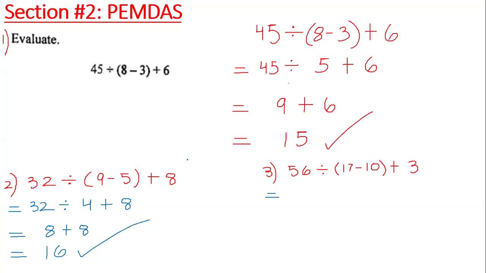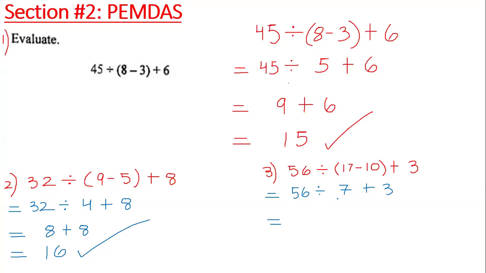Okay, first, 17 minus 10 is 7, right? So the first thing we do is subtract, because we are dealing with the parentheses first. 17 minus 10 is 7, and then you divide 56 by 7, which is 8. Why didn't we add 7 plus 3? Because that comes last. Very good.